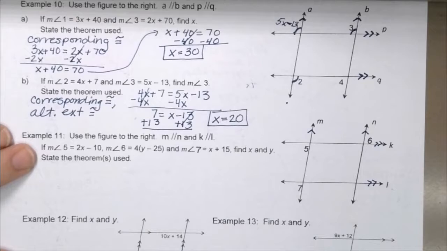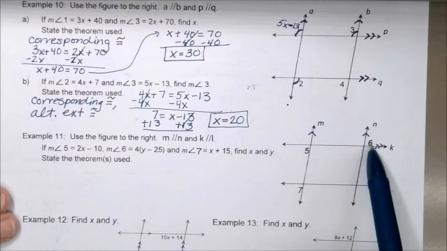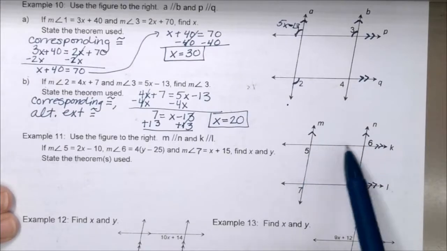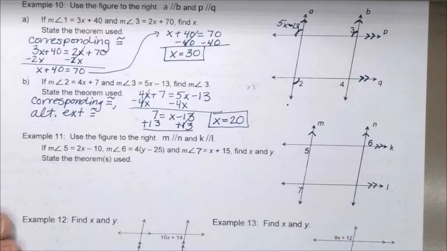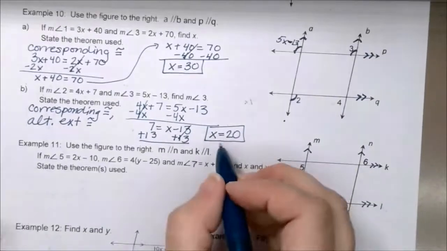Okay. Now to find y. Well, I think the easiest way to find y is involved with angle 6, right? I think the easiest way to find y is going to be to actually find some of these angle measures. So angle 7, if x is 25, what's the degree measure of angle 7?